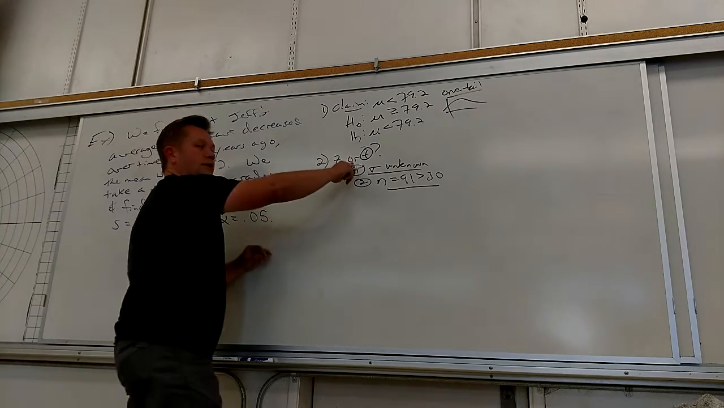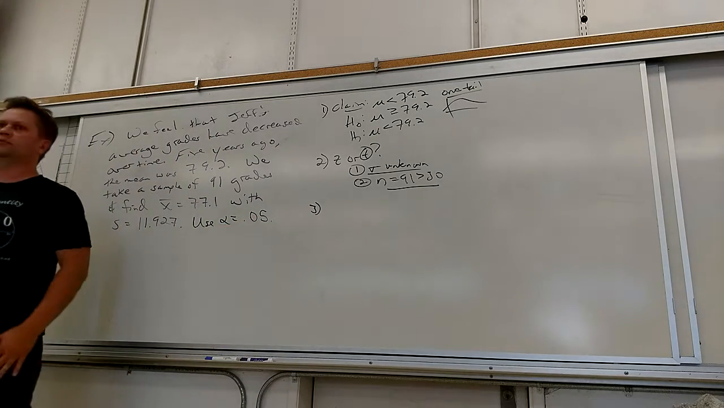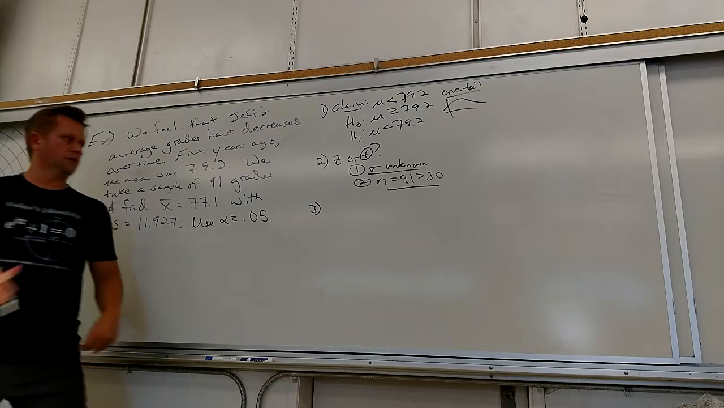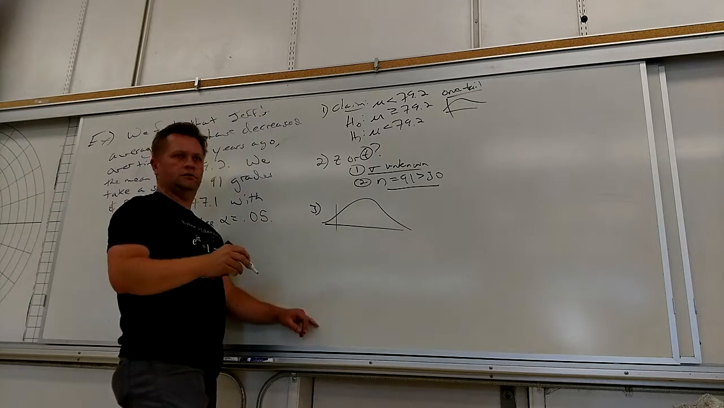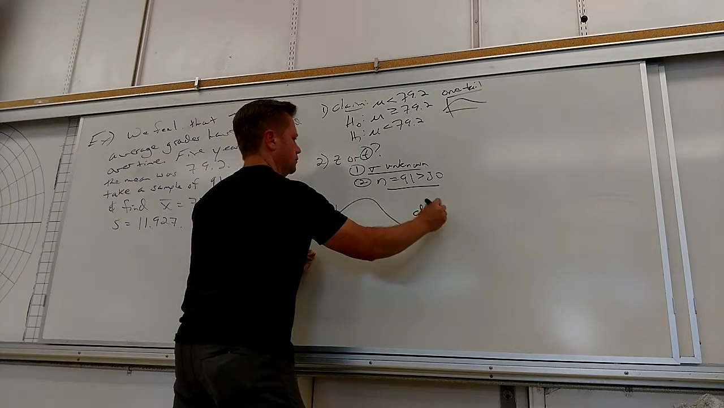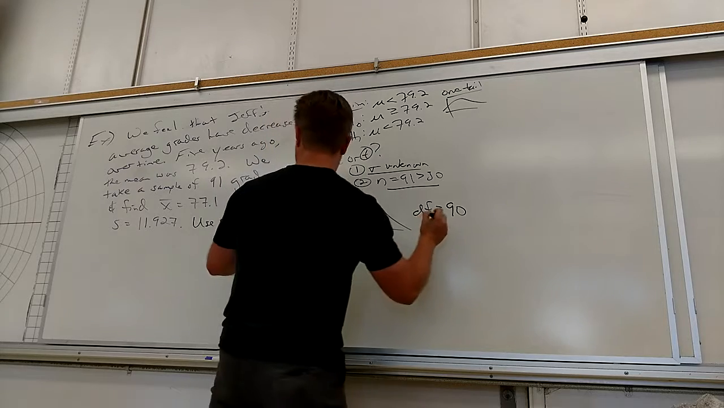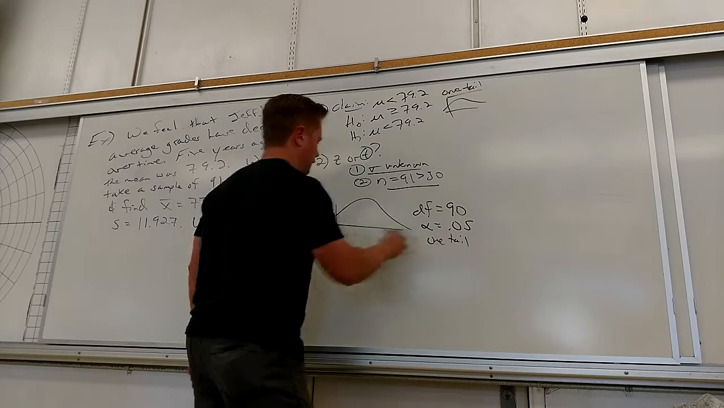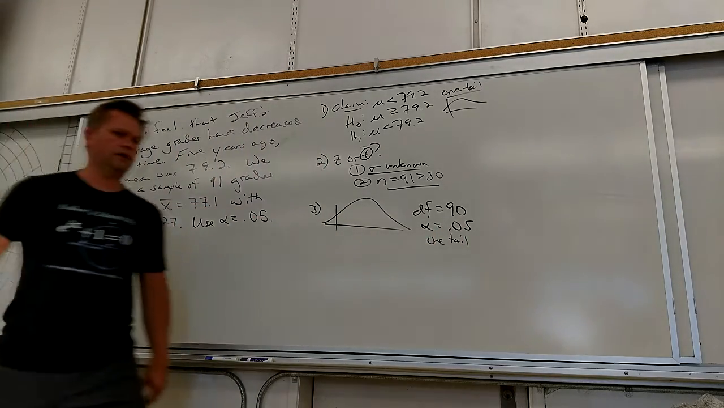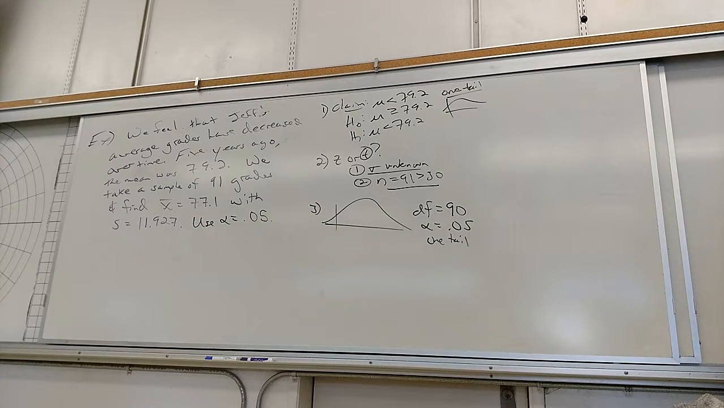Now that I know what I need to use, it makes sense that the next step is to go use that. That's why step 2 is where it is. What's the degrees of freedom? 90. And what's alpha? 0.05. And it's a one-tailed test. So can you find the t-score for that? I've got a t-score chart.